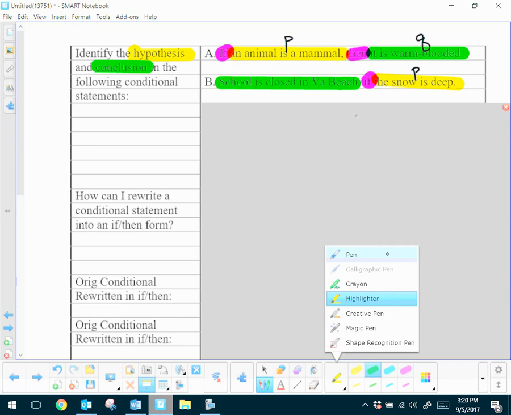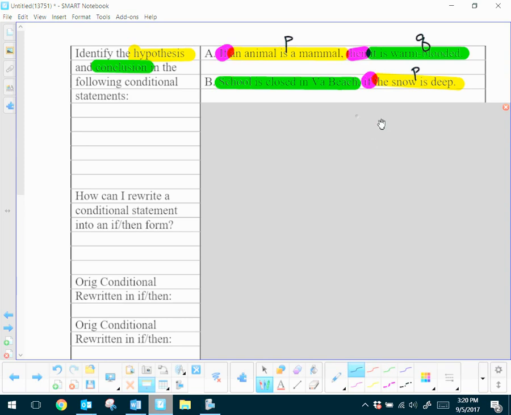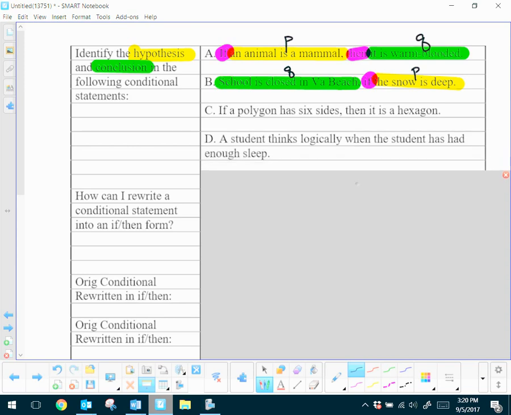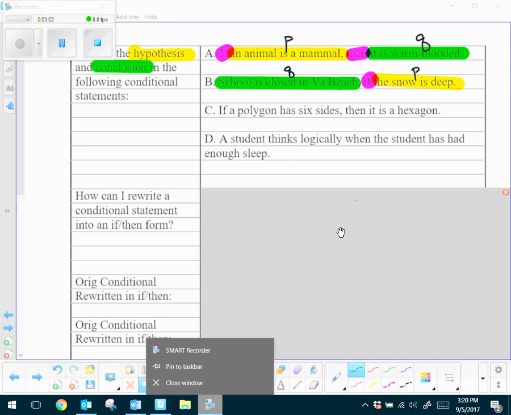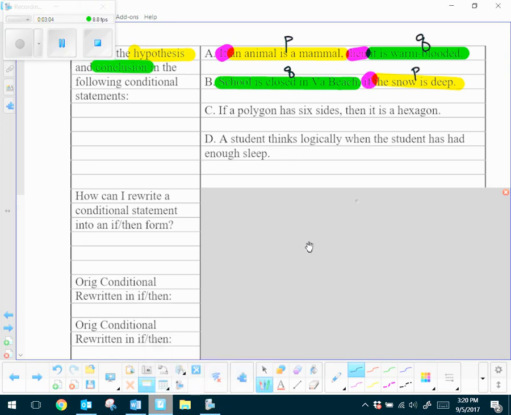So our first thought, if, describes our hypothesis. It says if the snow is deep. So we've got the snow is deep, and our second thought, our main idea, our conclusion here is school is closed in Virginia Beach. All right, so we've done that together for A and B. What I'd like for you to do is continue on for C and D. I want you to pause the video and make sure you're doing this on your own, and then check your work. If you have any issues, please raise your hand.